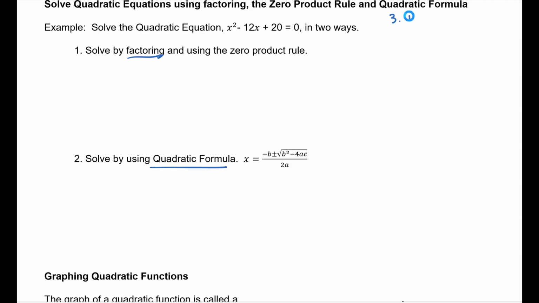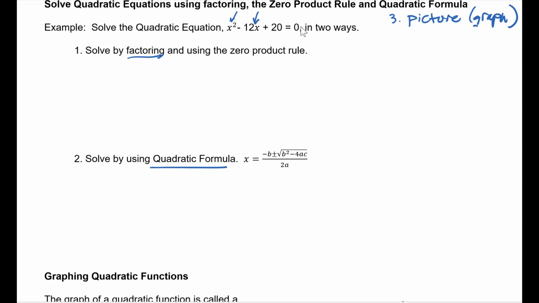So step 3 is look at the picture, which just means look at the graph. And I'll show you how to do that as well. And it's totally fine to just look at the graph. So solving a quadratic equation means figuring out what x values you could plug in to make this equation true. And so one way to do this is you make sure that the equation is set equal to 0, and you solve by using the zero product rule and factoring.